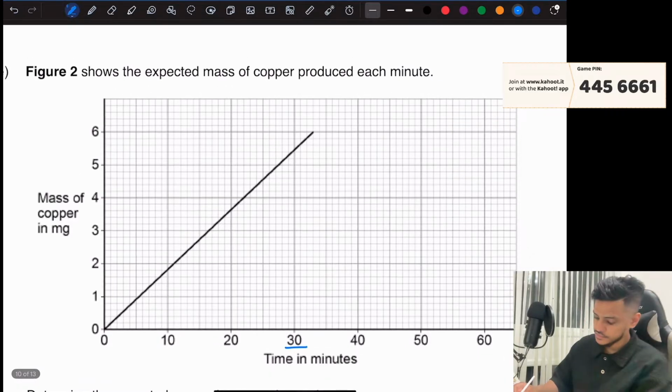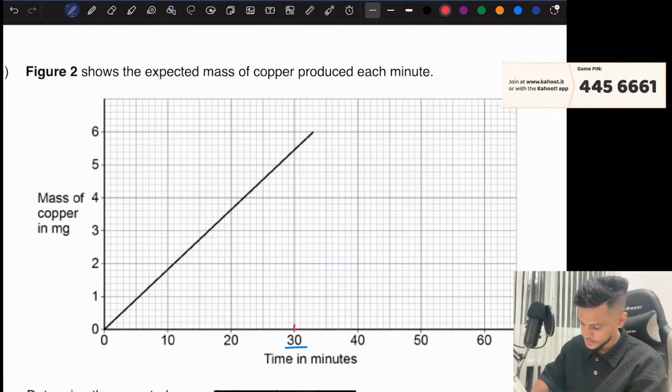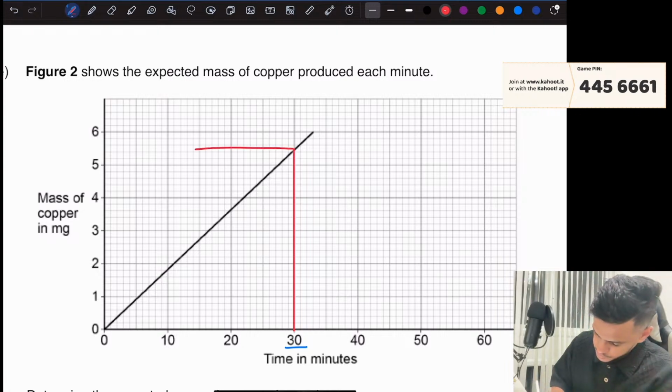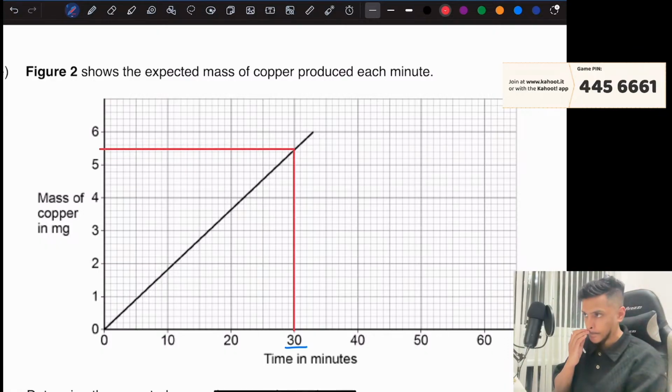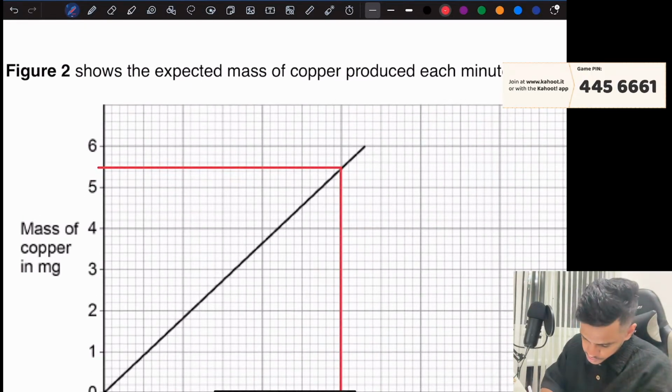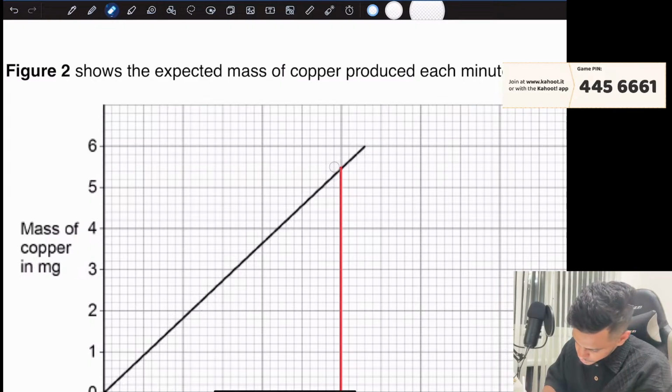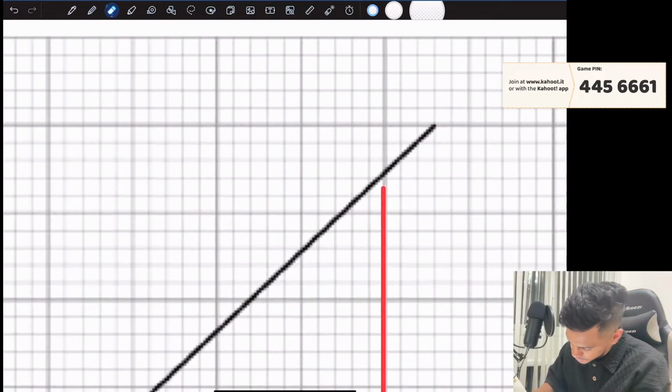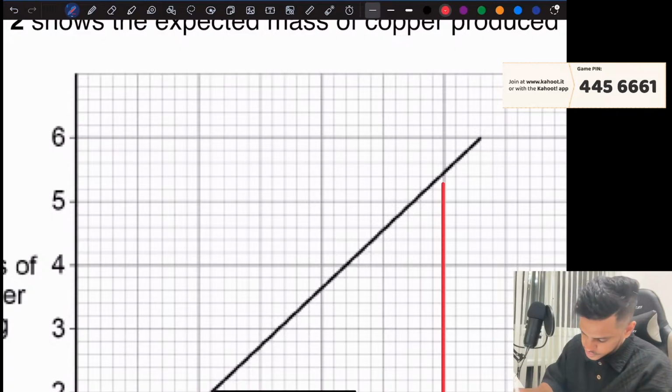Okay, so you don't need to find the gradient here. What you need to do, go to 30 minutes, get a ruler, draw a straight line up, and then read off what this is. Okay, I'd say it's around there. Find out the amount for 30. Let me draw this a bit better. That's not the best line. Let's look at this carefully. It's around the second small box, isn't it?